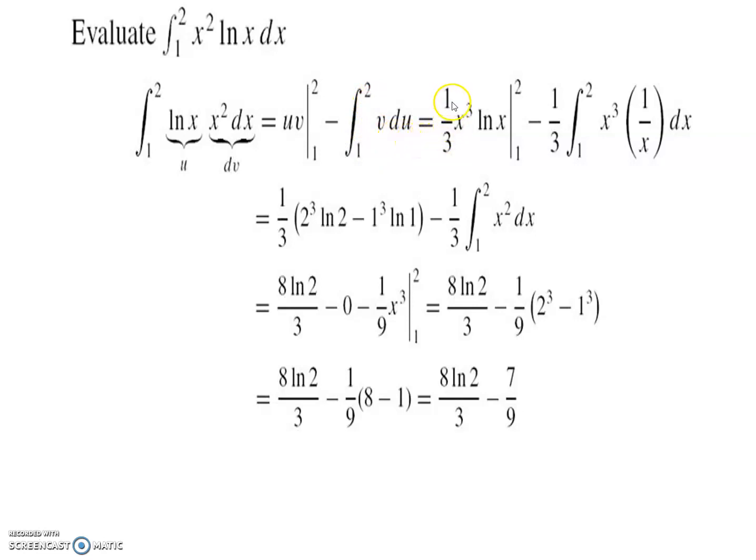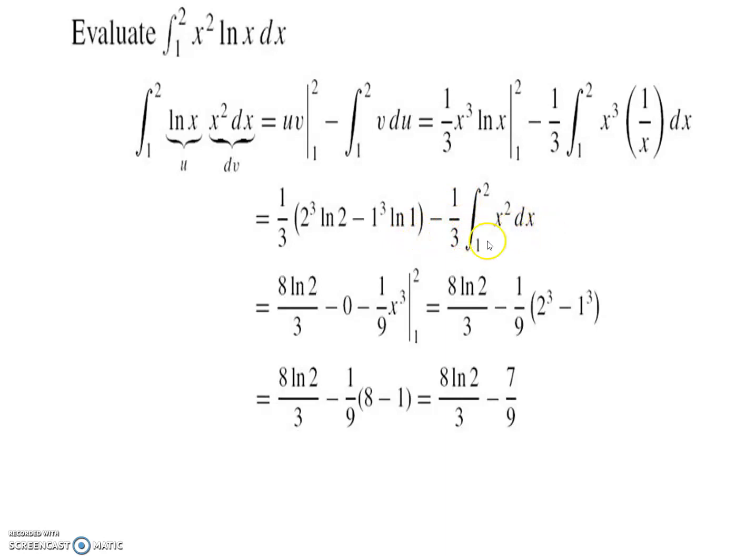So uv, lower limit 1 upper limit 2, minus lower limit 1 upper limit 2 v du. This is equal to 1 upon 3. What is the integration of x square? We take the integration of x square as x cube upon 3, ln remains the same. Minus 1 upon 3 constant, x cube into 1 upon x. How is it derived? We know that derivative of log x is 1 upon x. That's why x gets cancelled. We derive 1 upon 3 times 2 cube ln 2 minus 1 cube ln 1, minus 1 upon 3.